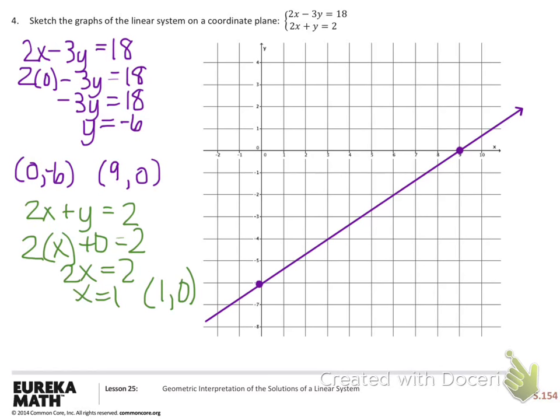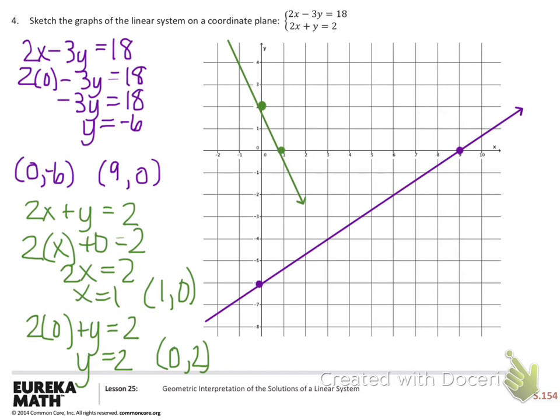And then if we let x be 0, then we have 2 times 0 plus y equals 2. 2 times 0 is 0, so this is just y equals 2. So this would be the point 0, 2. Okay, so 0, 2 is here, and the point 1, 0 is right there. And so let's get the line going through them. This is lots of practice graphing lines for you too.